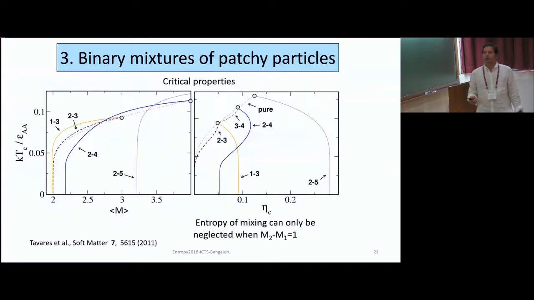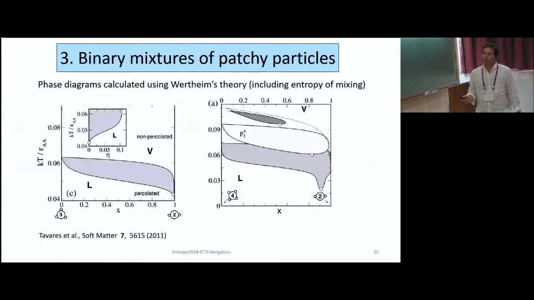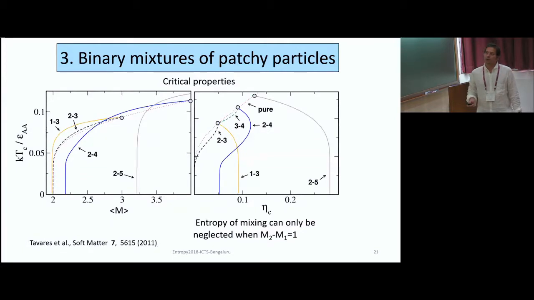And if you calculate the critical properties of this critical point here, in this figure, when you compare them with the dotted red line, this dotted red line is what happens if you neglect the entropy of mixing. So only the mixture with 2 and 3 follows the red dotted line. So only in the case of a mixture of 2 and 3 can you neglect the entropy of mixing. In all the other cases, you cannot do it.